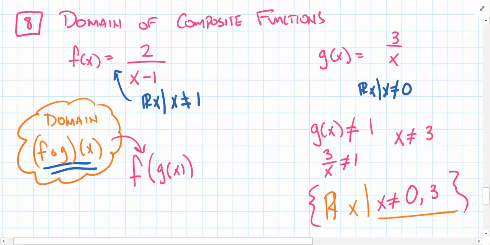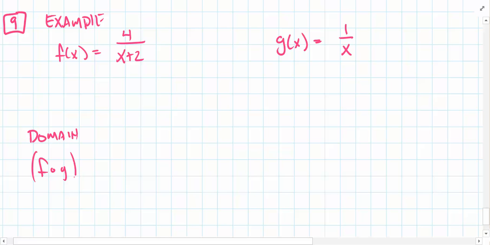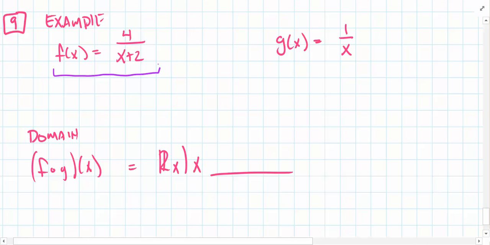All right? Okay, same idea here. We're going to find the domain for f of g of x. Well, we know it's going to be all real numbers x such that x blah blah blah, right? We're not sure what it is yet. Well, let's go back to the original ones, right? What's the domain for f here? All real x such that x is not what? Not equal to -2, right? -2. What about this one over here? All real x such that x is not equal to 0.